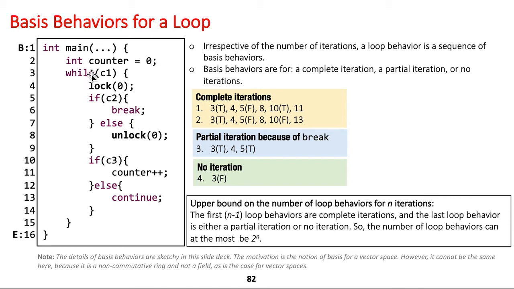We can enter the loop. When C1 is true, we have a lock. Then we have if C2, if C2 is true, we have a break and we will exit. So that's what's shown here, that if 5 is true, then we have a partial iteration.